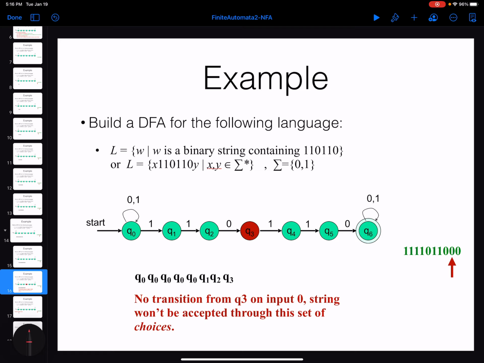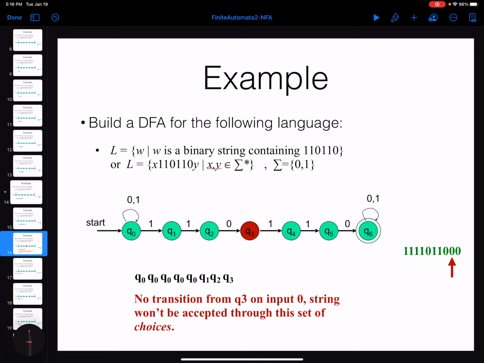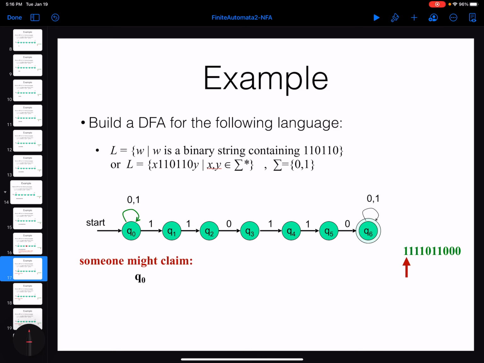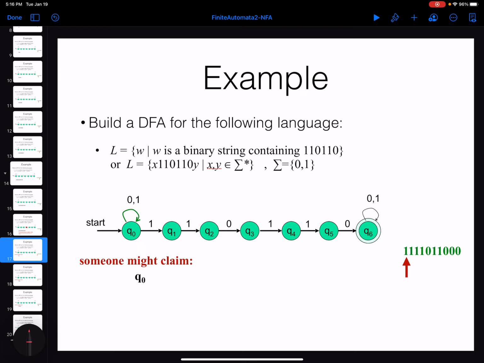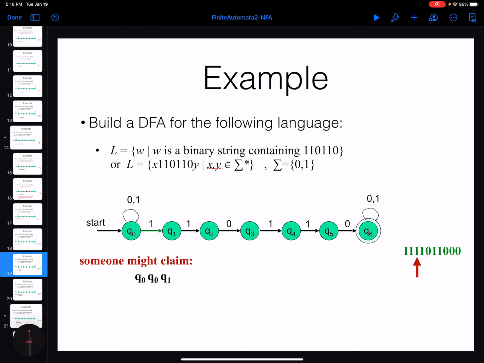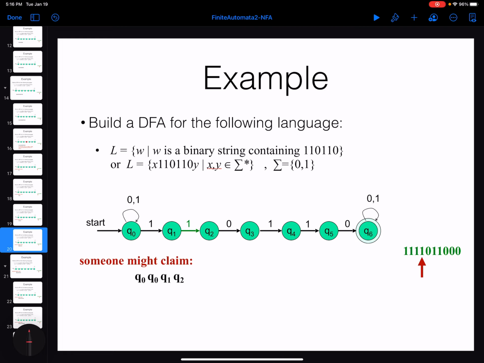But what if I choose a different set of choices? What if, when I saw the first 1 at Q0, I stay at Q0. For the second one, I stay, but for the third one, instead of staying like the previous choice, here I'm going to go to Q1. I will go to Q1 with the next symbol. From Q1 we go to Q2. With the 0 from Q2 we go to Q3.